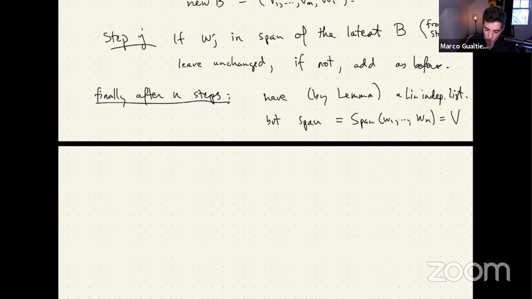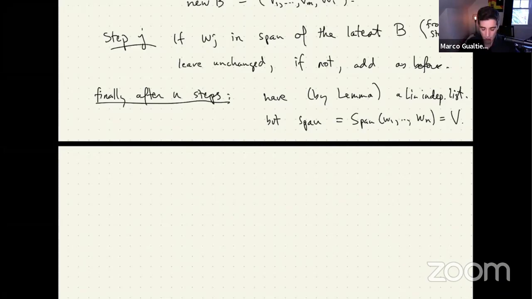And so this is a spanning list. So it's a linearly independent spanning list. So we've constructed a basis. This procedure is called basis extension. It's extending a linearly independent list longer and longer until it becomes a basis for the space. And it's an algorithm which terminates after this n number of steps.